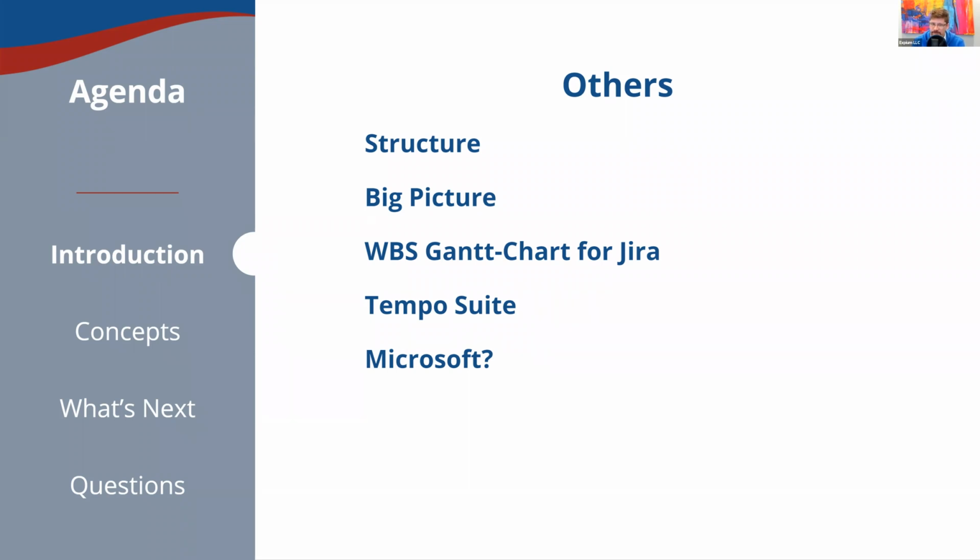Tempo Suite, if you're doing time tracking for all of your projects, you've probably heard of that already. Tempo timesheets, Tempo Planner, Tempo budgets. And that basically sits on top of Jira's native time tracking tools and makes much more robust reporting and budgeting and forecasting functionality around that time tracking.